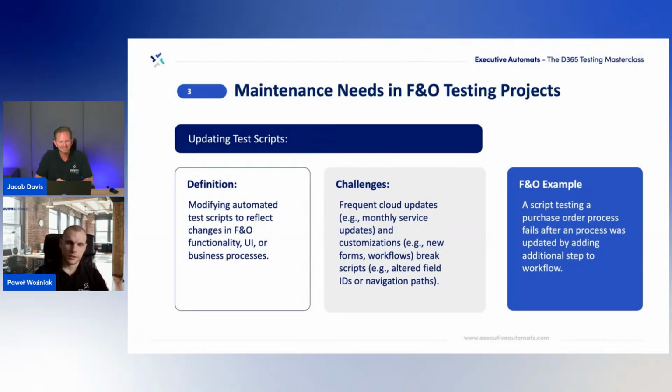Yeah, so we highlighted three main types of maintenance. The first one will be updating the test script. So here we have a definition that updating test scripts means that we need to make changes in our test cases because of the changes in our processes, in our functionalities. So there can be a trigger like a change in the requirement. The trigger can be a new functionality developed in house, or just a change in the process, like changing some steps within the process.